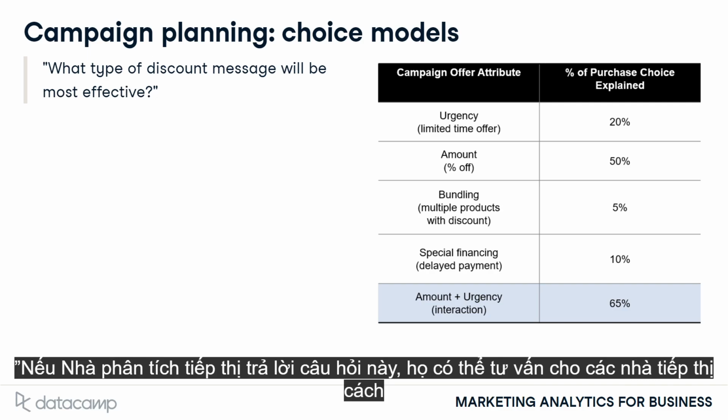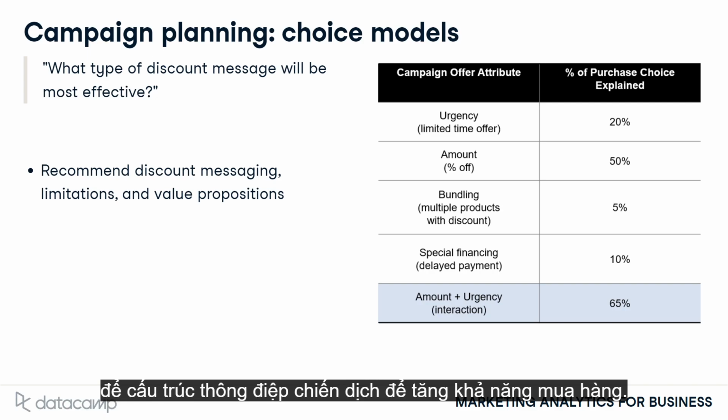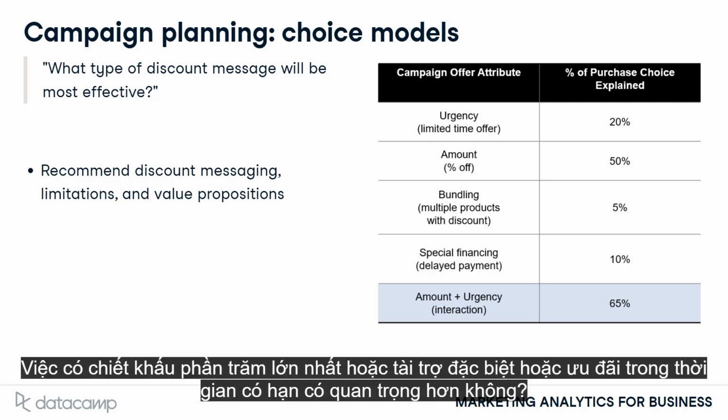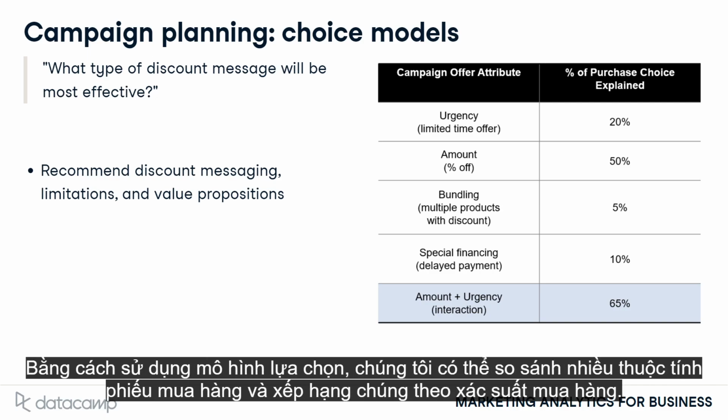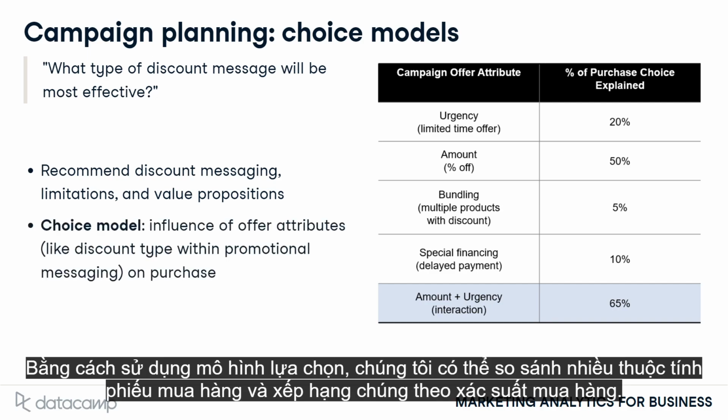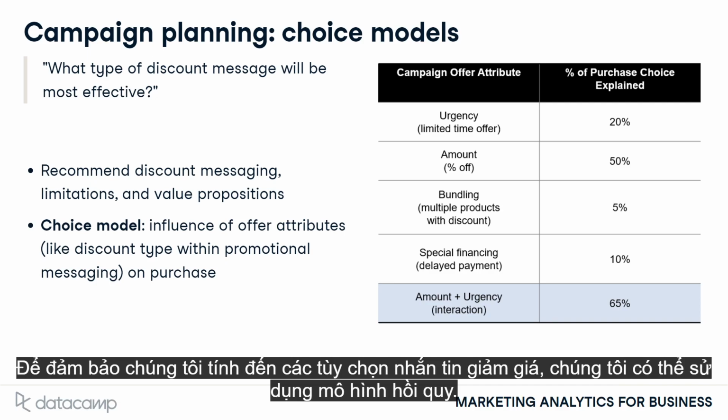If marketing analysts answer this question, they can advise marketers how to structure campaign messaging to further increase likelihood of purchasing. Does it matter more to have the greatest % discount, or special financing, or a limited time offer? By using a choice model, we can compare multiple offer attributes and rank them by purchase probability. To make sure we account for discount messaging options, we can use a regression model.